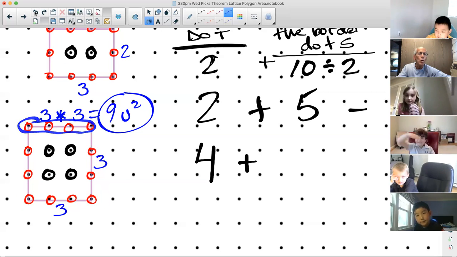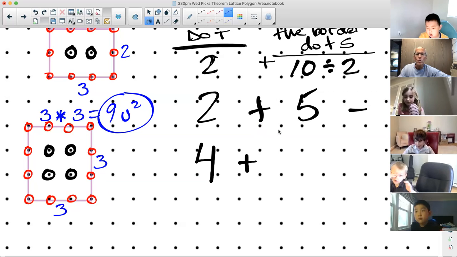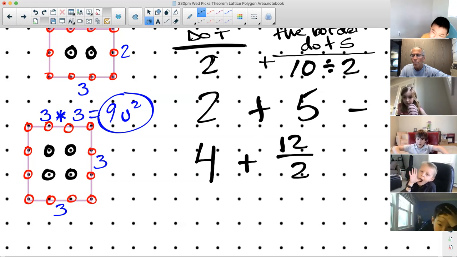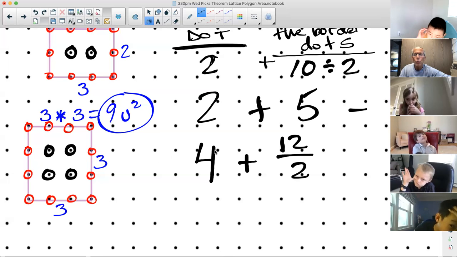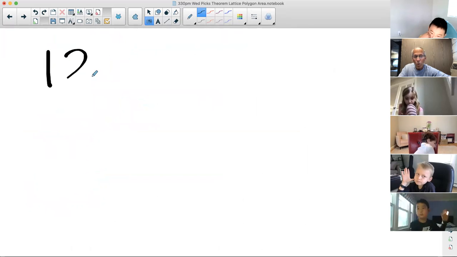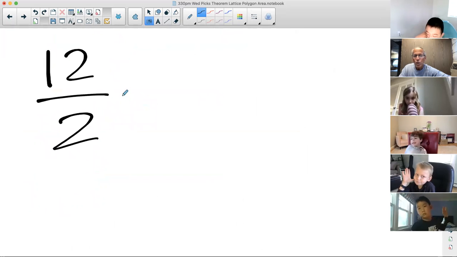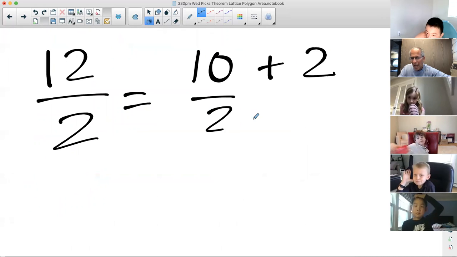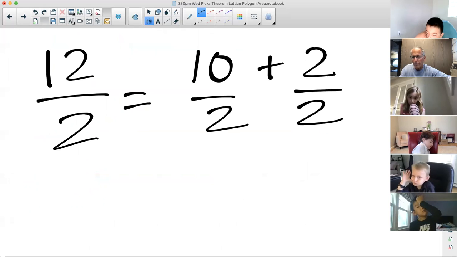And now, who can cut 12 in half? Because remember, Mr. Pick said to cut the border points in half. Who knows half of 12? And by the way, if you don't know half of 12, just partition 12 to 10 plus 2, and then take half of each of those.